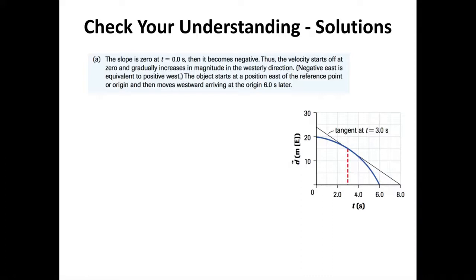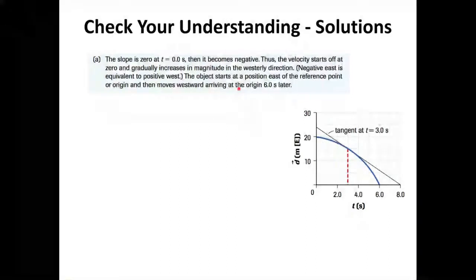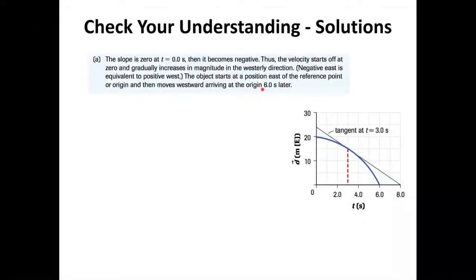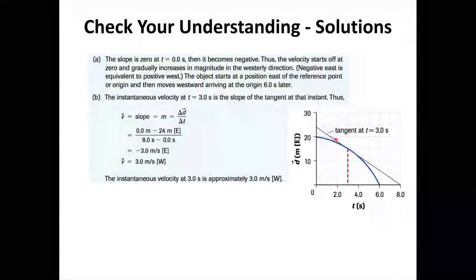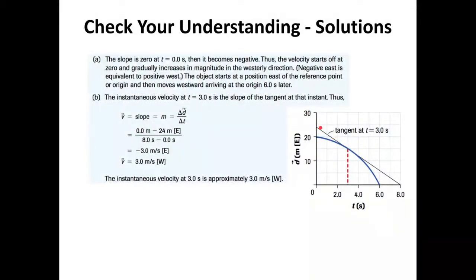So it starts at a position east of the reference point of the origin, and then moves westward, arriving at the origin 6 seconds later. So if 0 is the origin, 6 seconds later, it has arrived at the origin. Okay, so that's how you would basically describe this motion. For the instantaneous velocity, we would need the slope at 3 seconds. So we could pick different points off this line to calculate the slope. This one's convenient over here.